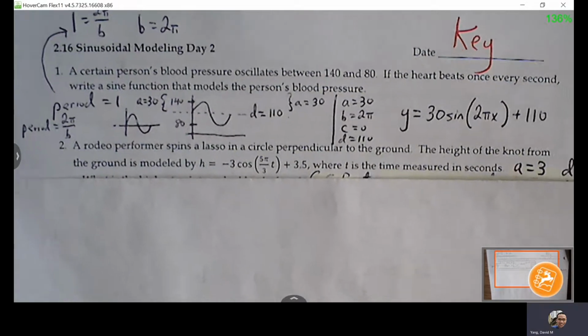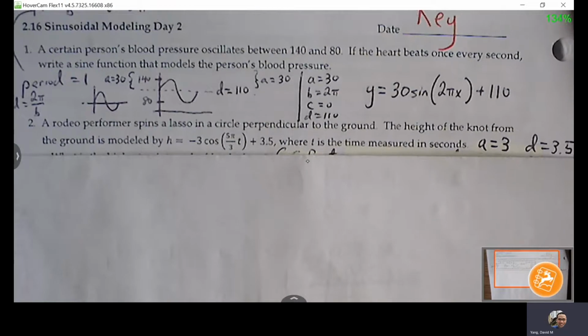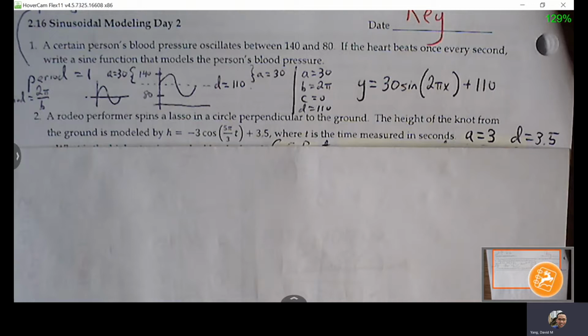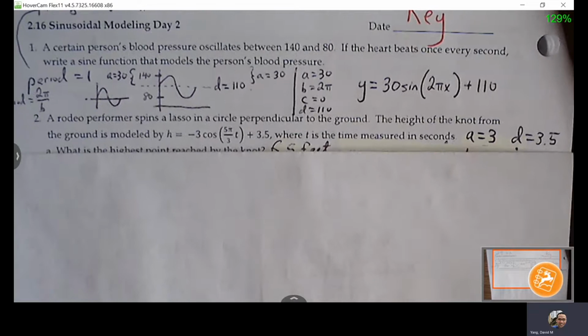Okay, number 2. A rodeo performer spins a lasso in a circle perpendicular to the ground. The height of the knot from the ground is modeled by our equation, where t is time measured in seconds. It asks, what's the highest point reached by the knot? What's the lowest point reached by the knot?